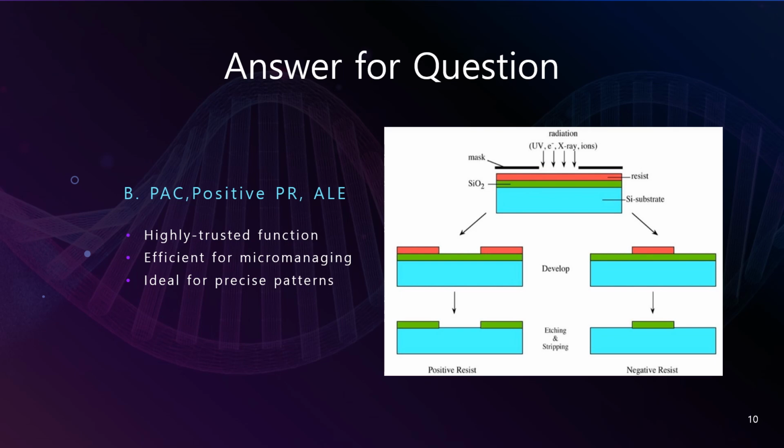In the past, negative PR was used for fine patterns, but over time, the size of the device became smaller and smaller, so positive PR that could be processed more precise pattern than negative PR was used due to the limits that could be done by the negative PR.